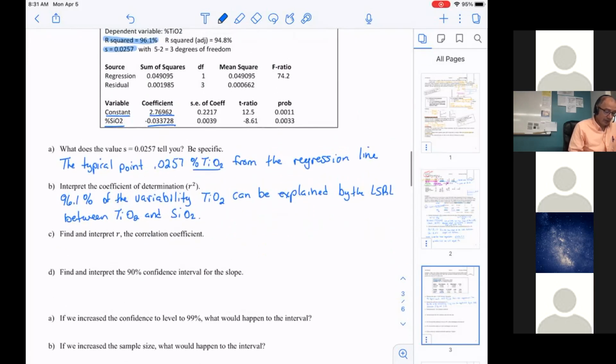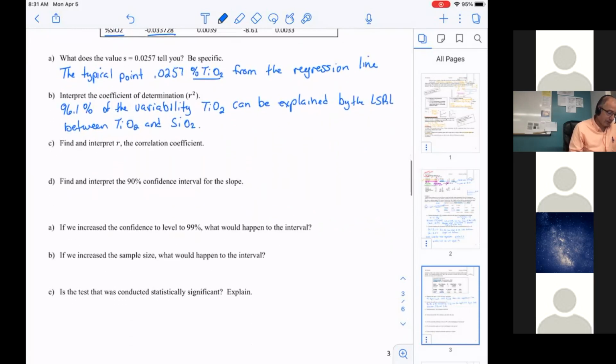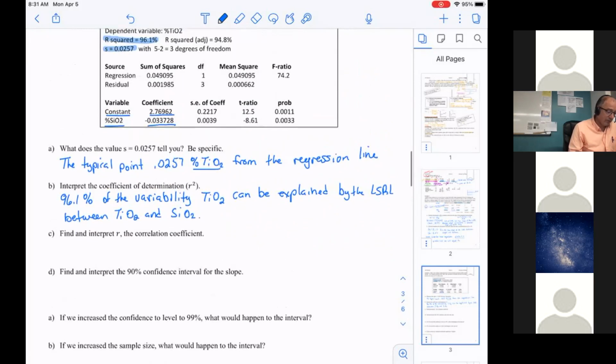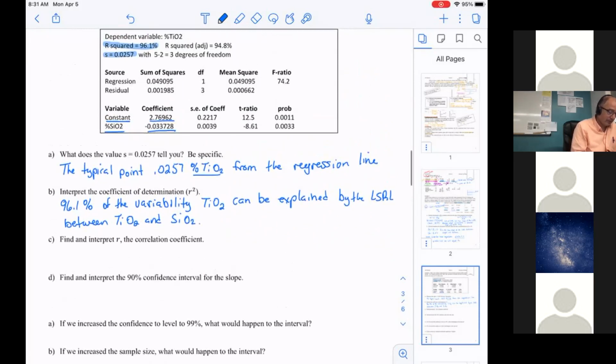Okay, until we get to D, we've got one more. D, we'll get to new material. Find and interpret R, the correlation coefficient. R is going to equal the square root of whatever my R squared value is, which is 0.961. So we're going to find out what the square root of that is. I know what it is.